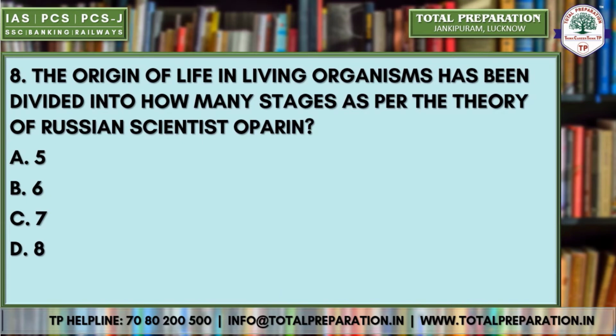The origin of life in living organisms has been divided into how many stages as per the theory of Russian scientist Oparin? The options are option A 5, option B 6, option C 7, and option D 8. So the correct answer to this question is 7, which is option C.